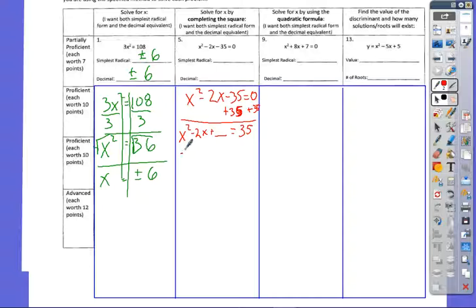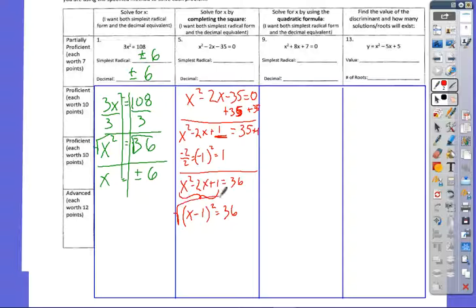Now, to complete the square, I have to take the coefficient of the linear term and divide by 2. So negative 2 divided by 2 is equal to negative 1. To get this piece right here, I'm going to have to square this, which is equal to positive 1. So I'm going to add 1 to both sides, which gives me x squared minus 2x plus 1 is equal to 36. Now, I know that this is a square binomial that can be factored as x minus 1, and I know it's going to be negative because the linear term is negative. And so that is squared is equal to 36.